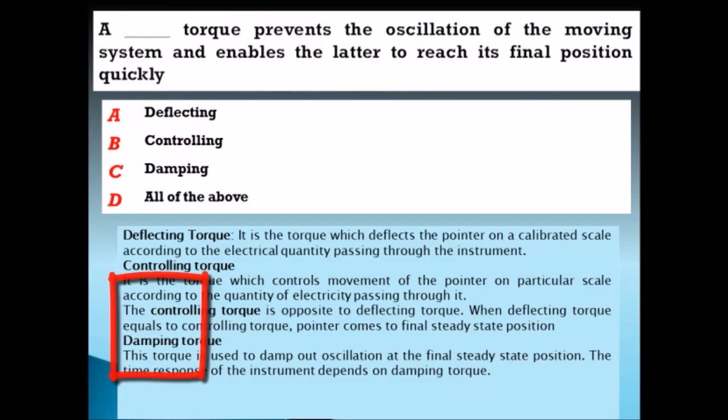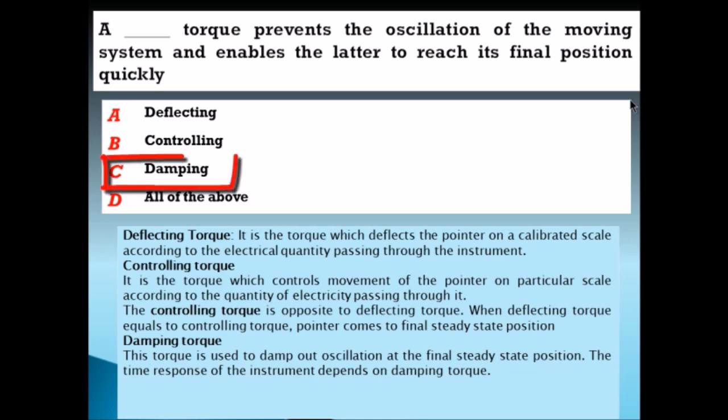So let's begin. First MCQ: which torque prevents the oscillation of the moving system and enables the latter to reach its final position quickly? The options are deflecting, controlling, damping and all of the above. So the answer is damping torque.